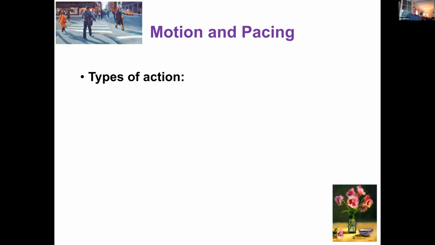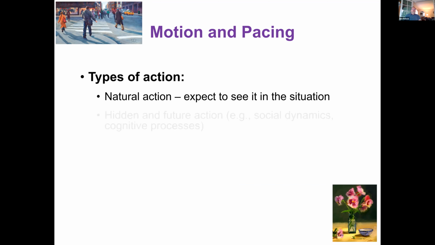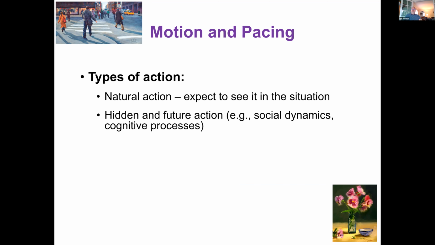So what are some types of action that we can introduce, and ways we can introduce action? One form of action is natural action. So these are the actions we expect to see in a situation, describing things you would expect to see in a particular situation. But action can also be hidden or future actions. So these are the actions that we can't see or that haven't happened yet, that are coming, that we can allude to. So social dynamics, cognitive processes would be examples of particular hidden actions. We can't see a cognitive process, but it is an action that's going on that we can describe.